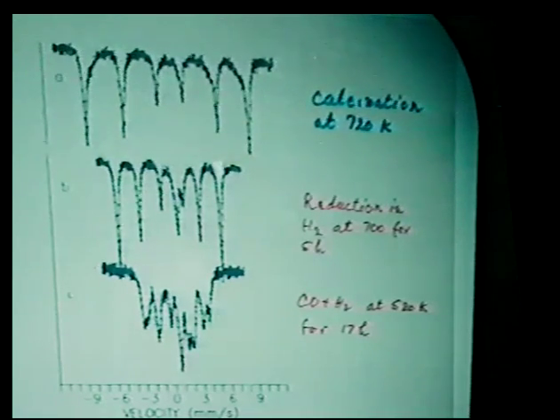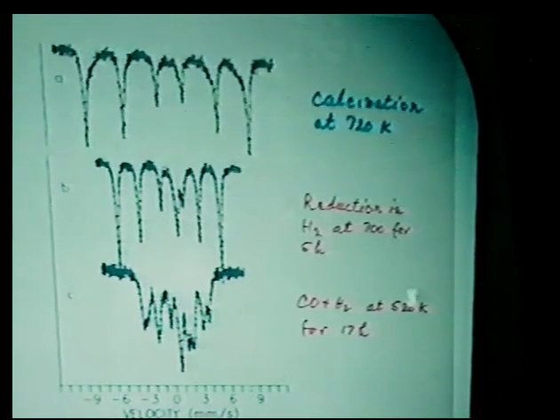You can see here the hyperfine splitting, plus here the small amount of iron 2 plus components. After reaction in CO plus hydrogen at 250 degrees centigrade for 17 hours on stream, you can see the formation of an inactive carbide in the system.